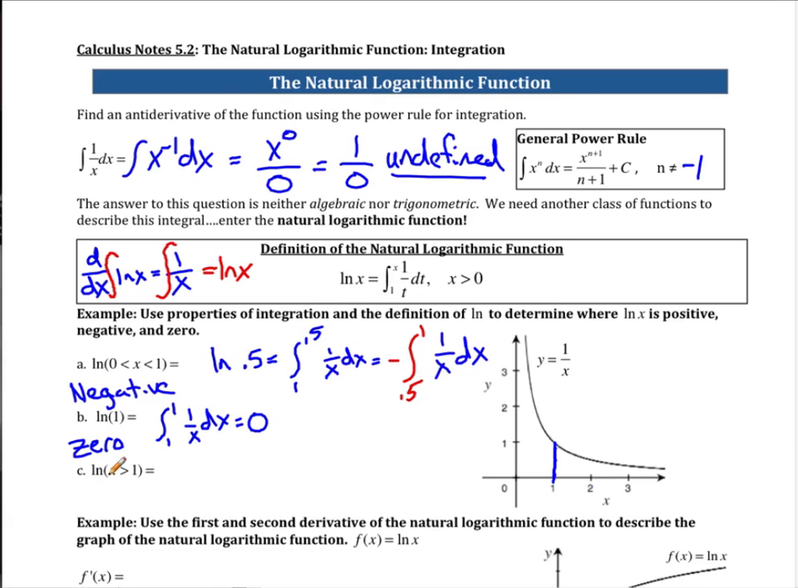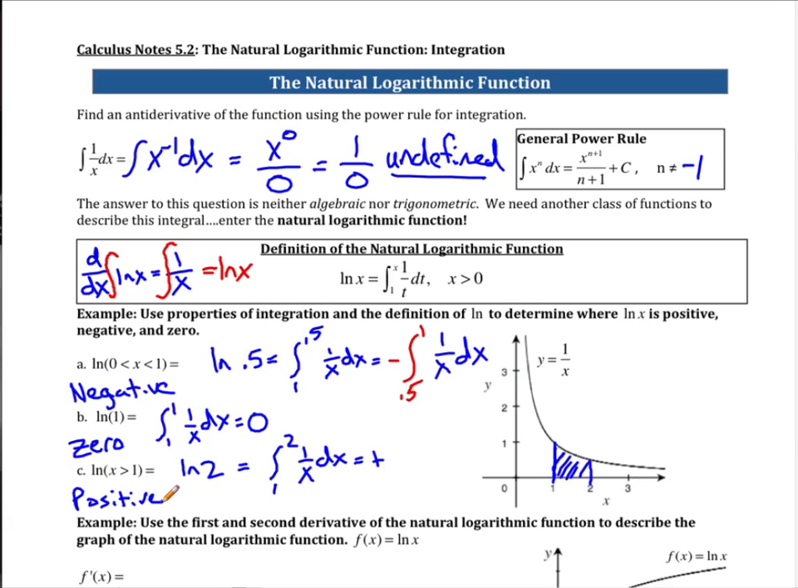And if x is greater than 1, okay, let's just try like 2. So let's try the natural log of 2. So that would be out here. We're looking for this area. So this would equal the integral from 1 to 2 of 1 over x dx. And you can see here that this area is positive, and so this is going to give us a positive answer.